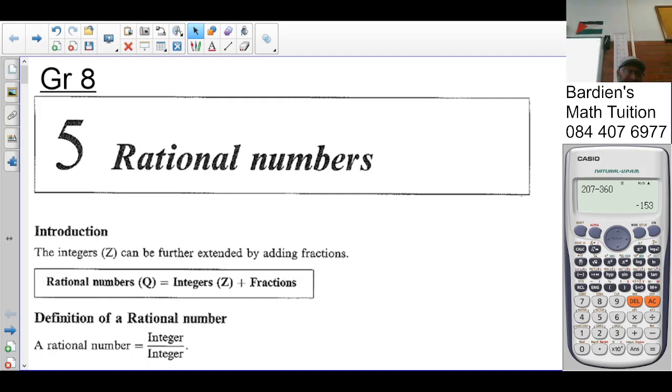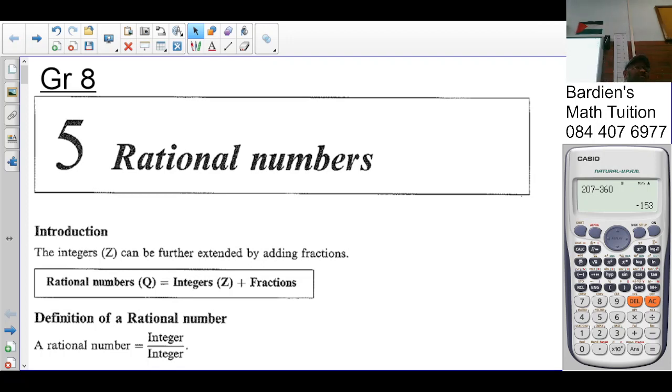Good morning, class. So today we're looking at rational numbers. Now we've dealt with rational numbers before. The introduction we are given here is that the integers, which is denoted by that Z symbol, can be further extended by adding fractions. We looked at integers in the previous topic, not so? So now we're going to add fractions to it.